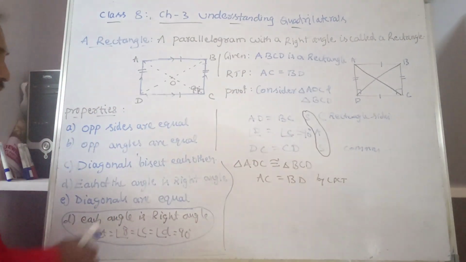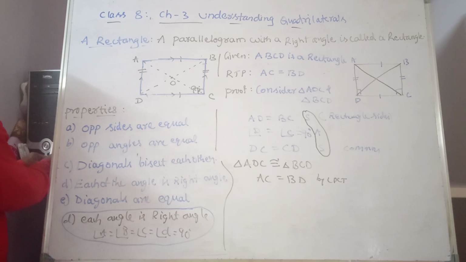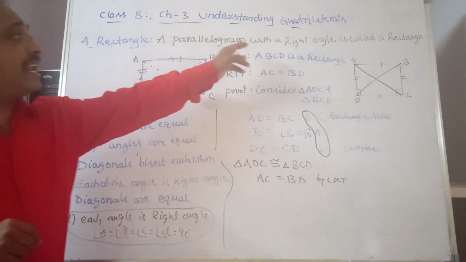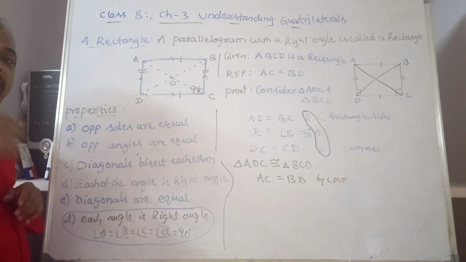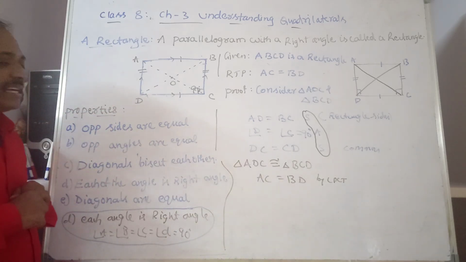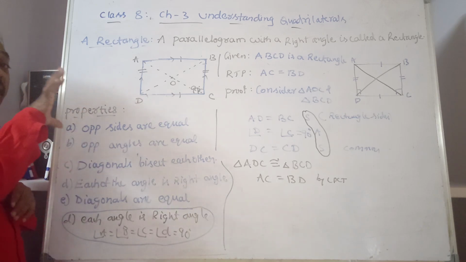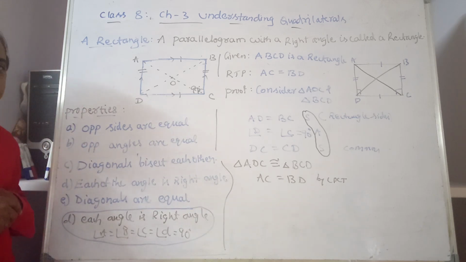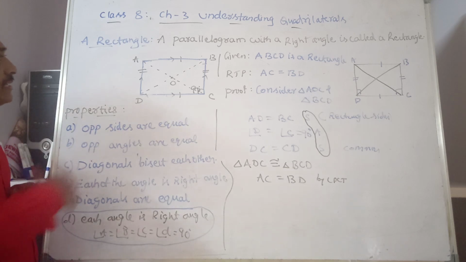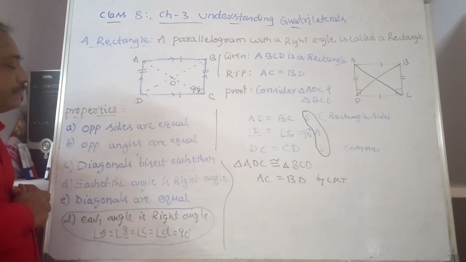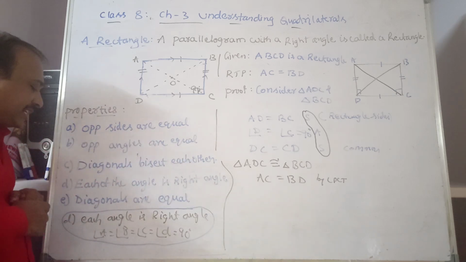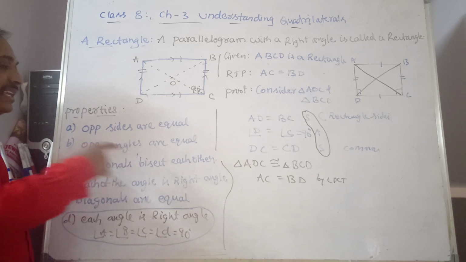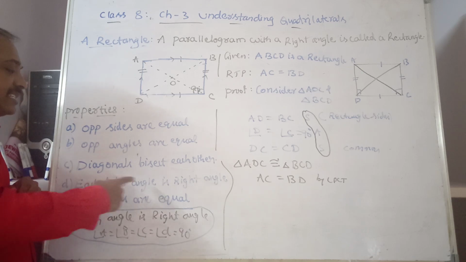equal in length. What are all the properties we have discussed now? So the property, a parallelogram with a right angle is called a rectangle. First it is a parallelogram. If one angle is 90 degrees, then it becomes a rectangle. All the properties of a parallelogram are applicable to the rectangle. So properties, ABCD is a rectangle. Opposite sides are equal, opposite angles are equal, diagonals bisect each other. Each angle is a right angle. Diagonals are equal in length.